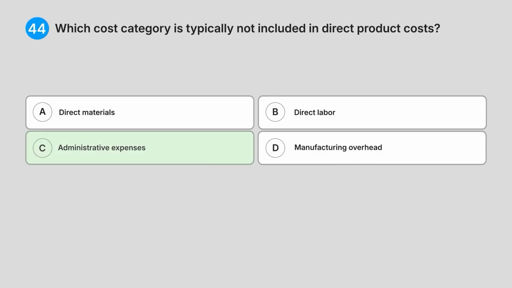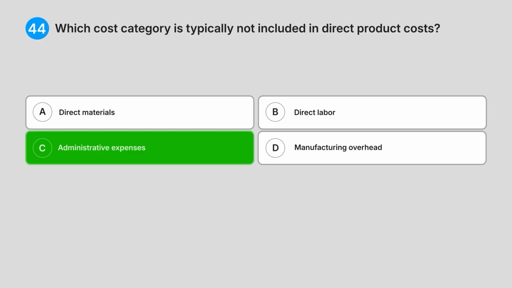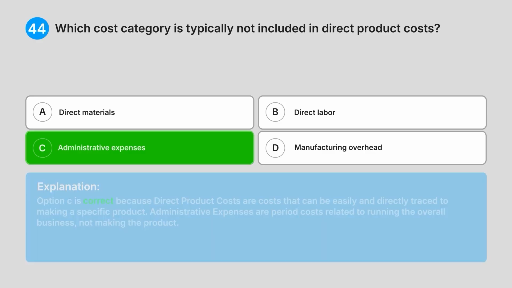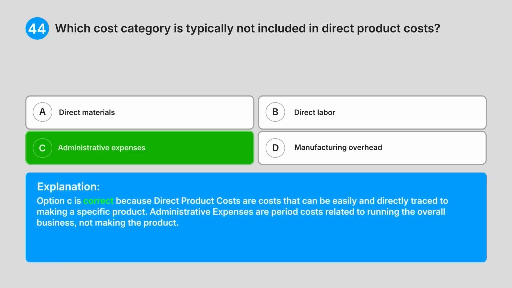Correct answer, C. Administrative expenses. Explanation. Option C is correct because direct product costs are costs that can be easily and directly traced to making a specific product. Administrative expenses are period costs related to running the overall business, not making the product.